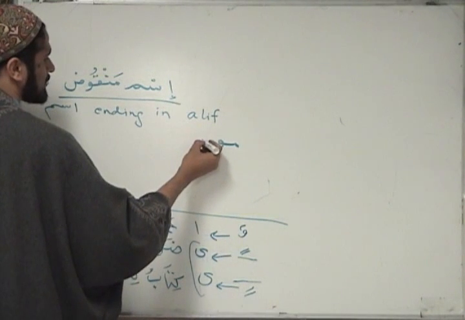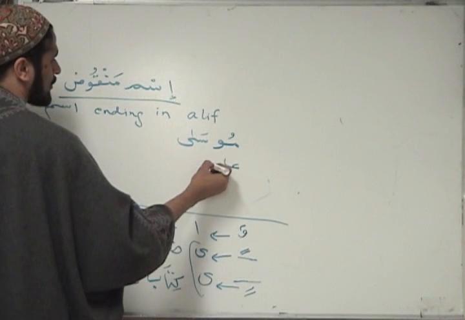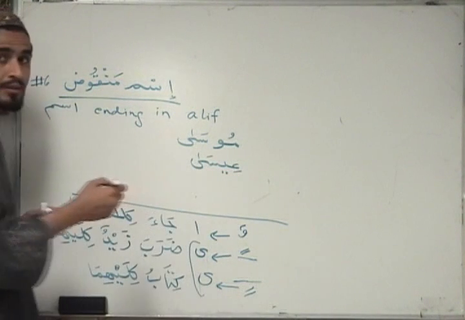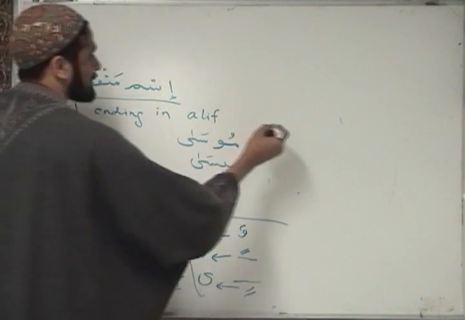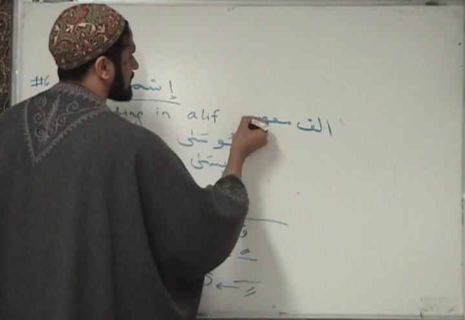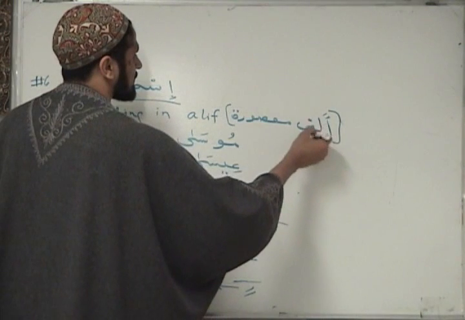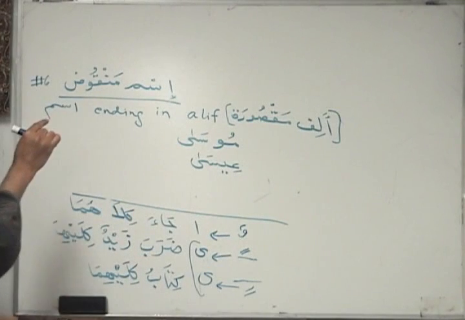For example, Musa or Isa. Any ism that ends in alif, and this alif is called alif maqsura. Alif maqsura is a short alif.